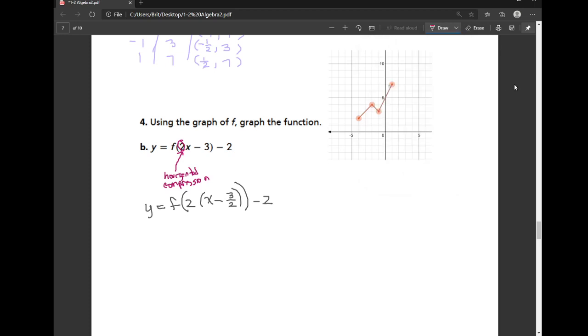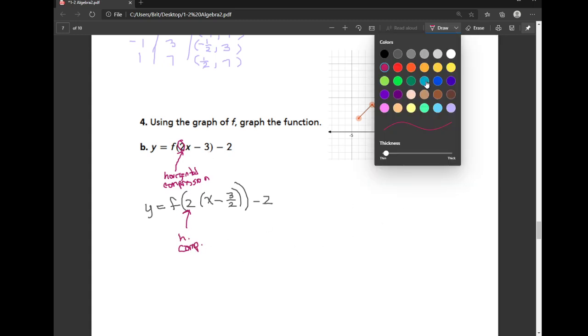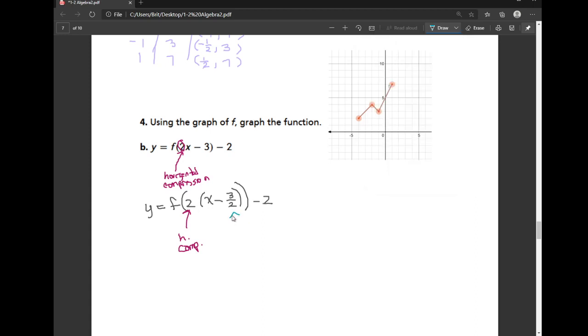Alrighty, so we said that we have a horizontal compression. I'm just going to put H compress. Here we have a number being added or subtracted in the grouping symbol. So because it's in the grouping symbol, it's a horizontal change. It's addition or subtraction, so it's a translation. And it's subtracting the 3/2, which means that it goes to the right by 3/2.